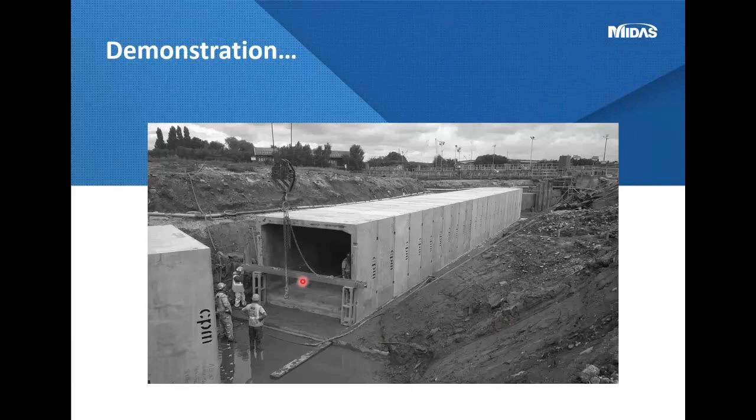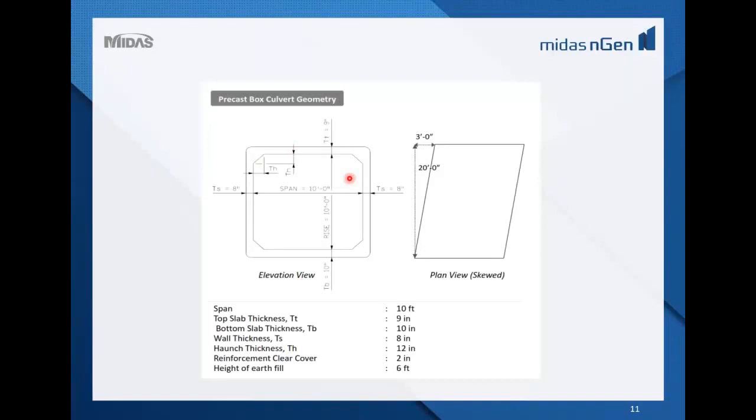Let's go to MIDAS nGen to see how the drawing will be, how the modeling will be done in a very easy format. And before we go ahead, I would like to just tell you that this is how we are going to be creating our box culvert. Basically, we are having our box section in this way, and we are going to have a skew angle as well in the plan view. Accordingly, let's go to MIDAS nGen.